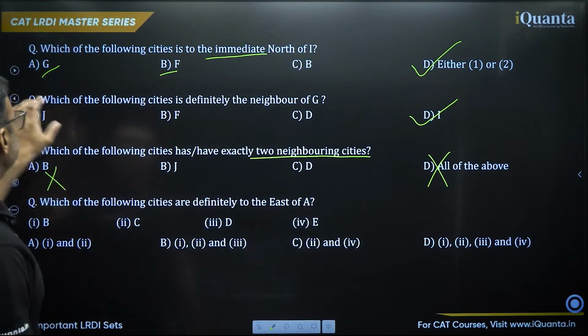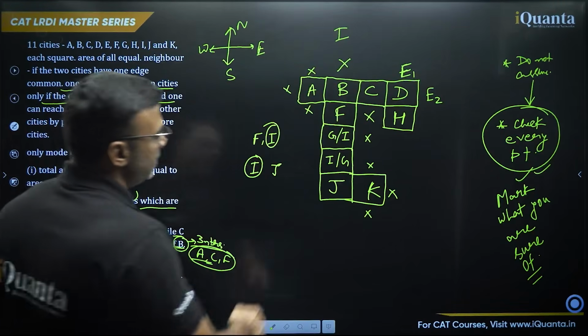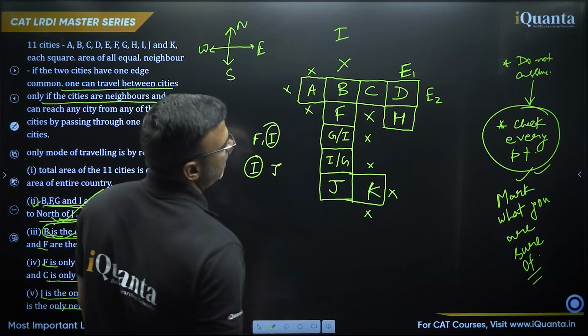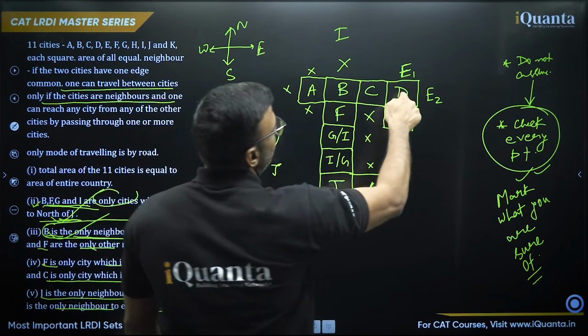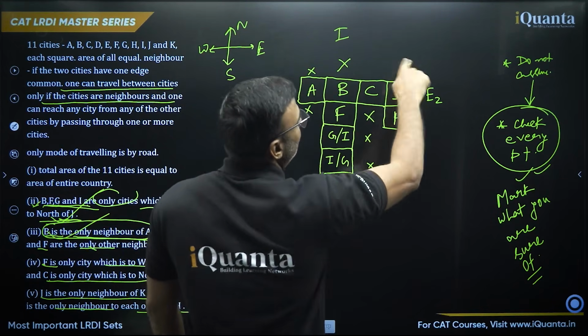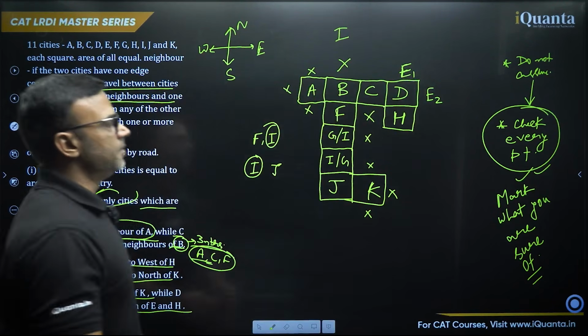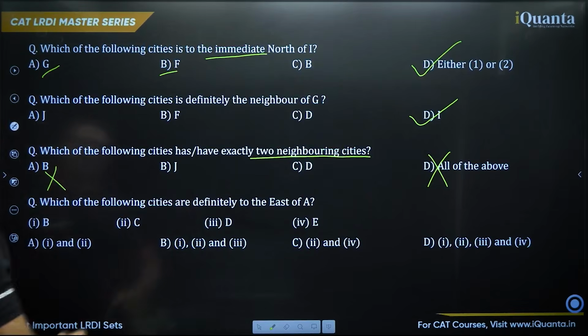Now we have J and D. J and D. J definitely has two neighbors. D definitely has these two and one more. Oh, so D has three neighbors. Right. So J is the only correct answer for that question. So you will mark option B.